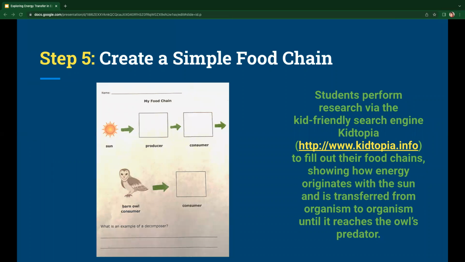They use the kid-friendly search engine Kidtopia, which is powered by Google, to fill out their food chains. Each food chain must show how energy originates with the sun and is transferred from organism to organism until it reaches the owl's predator. Students must also be able to differentiate between producers and consumers in their food chains.